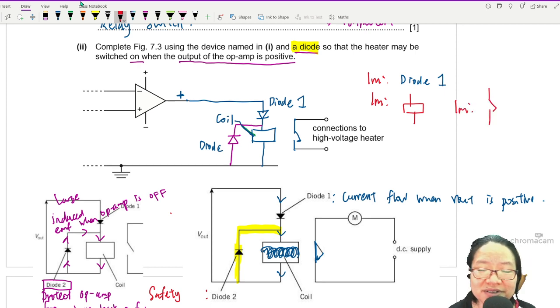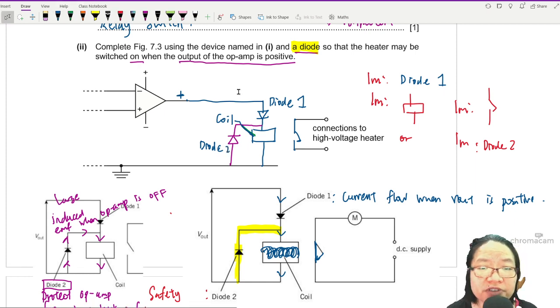But it's very weird, right? If you have a coil, you don't have a switch. It's like you have Batman but no Robin. Okay? Or, I don't know because I didn't write the mark scheme, 1 mark could be diode 2, the one that protects against the large back EMF.